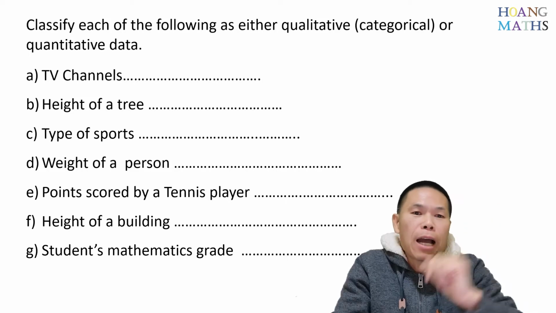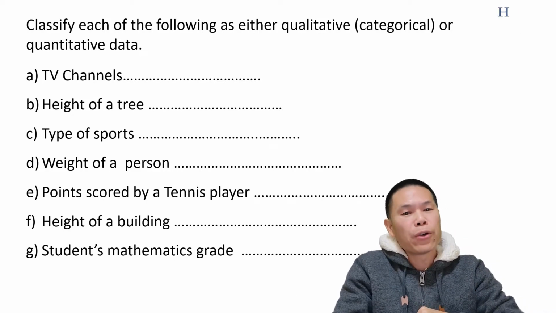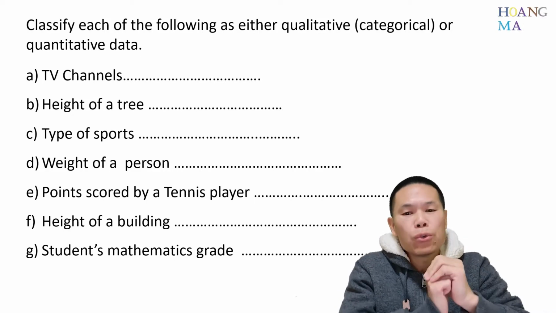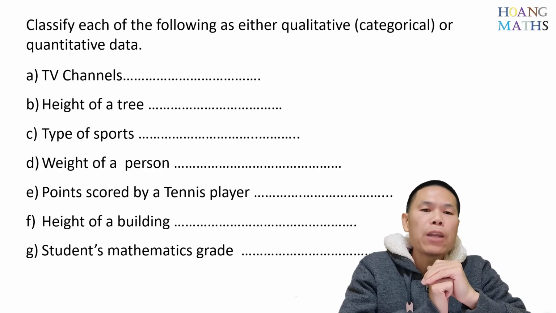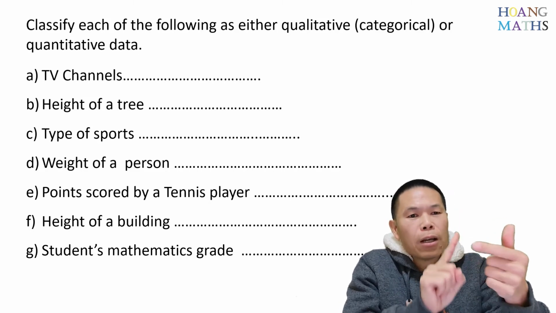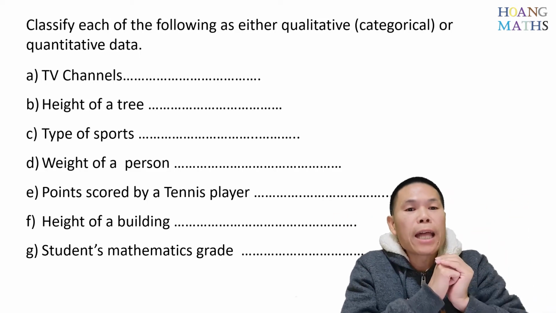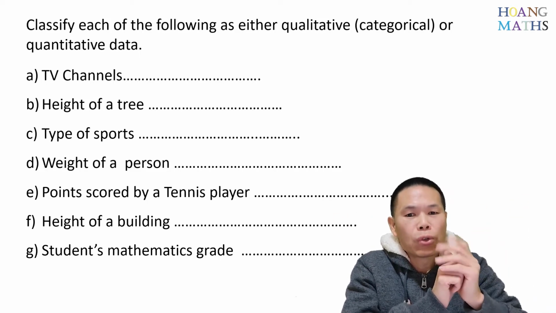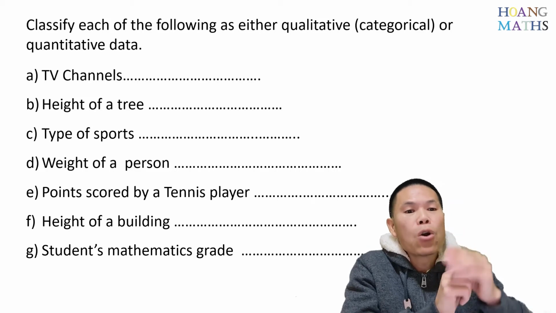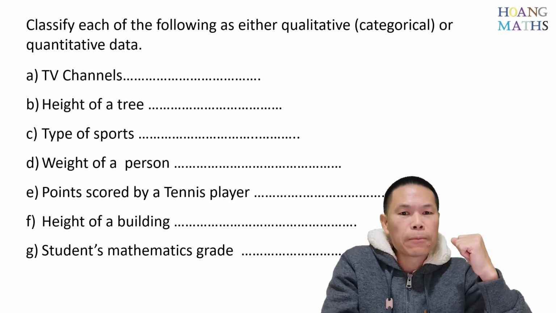Hi, I'm back. How did you go? Let me go through them with you to see whether you got it right or not. Okay. So let's go through the first one. TV channels. It's like channel ABC, SBS, or channel 7, channel 9, channel 10, and so on. So they are the names of these TV channels. Therefore, it is qualitative data or categorical data, if you like.